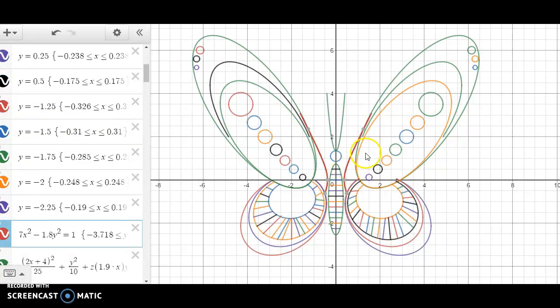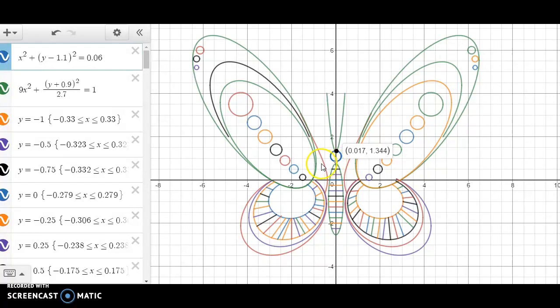The first conic that I used was a circle, and I changed the general formula of the circle from x squared plus y squared equals 1 to x squared plus (y minus 1.1) squared equals 0.06. I changed it so that it could be the head of my butterfly, and I changed the center from (0, 0) to (0, 1.1), and that made the butterfly's head move up. I also changed the radius from 1 to 0.06 so that the butterfly's head would be small enough for the rest of my general solutions.